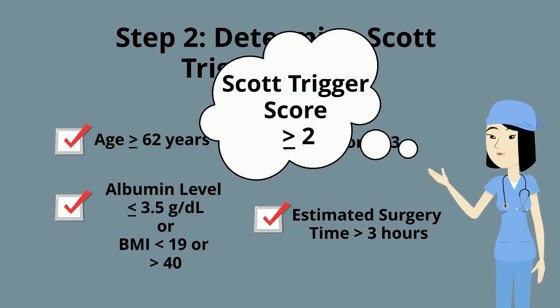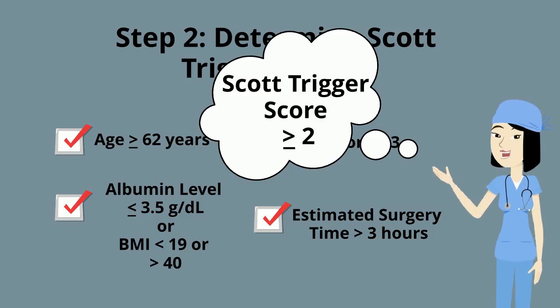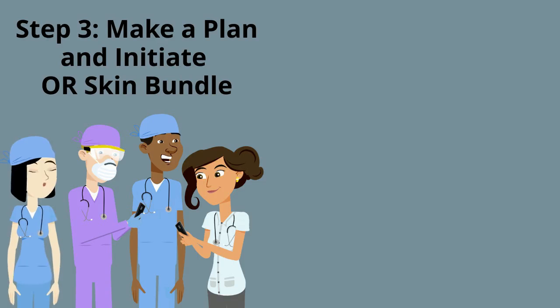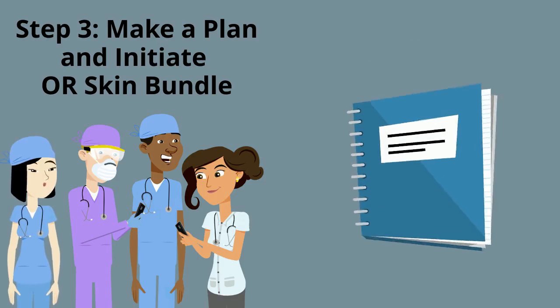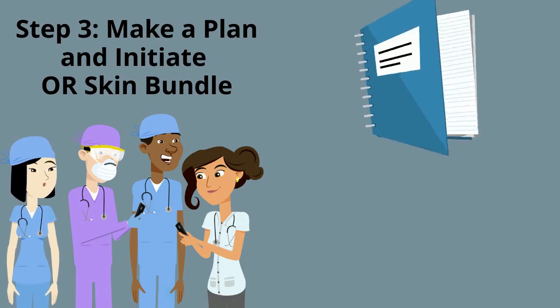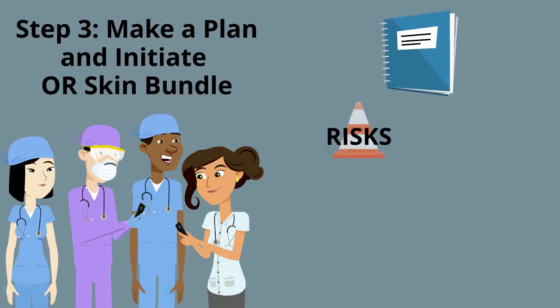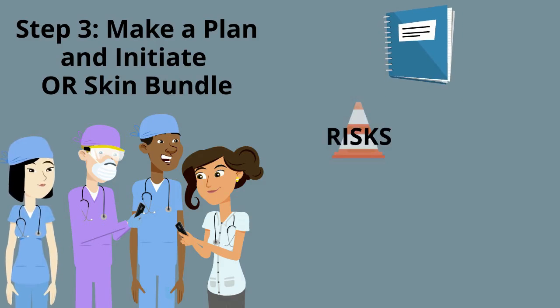If the Scott Trigger score is greater than or equal to 2, your patient is more susceptible to pressure injuries, and you must make a plan to minimize this risk. For the plan, you should follow your institution policy and procedure and implement interventions based on the patient's risk. Preoperative briefing should be used to make the team aware of the patient's positioning risks and needs. Ensure the needed equipment is available.